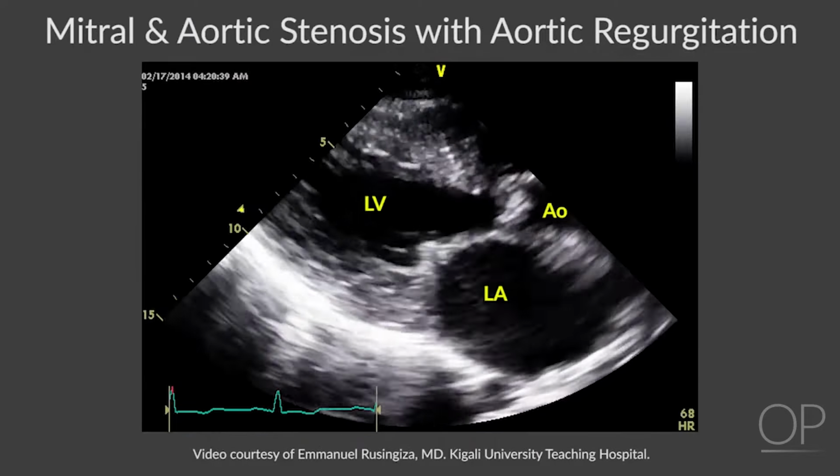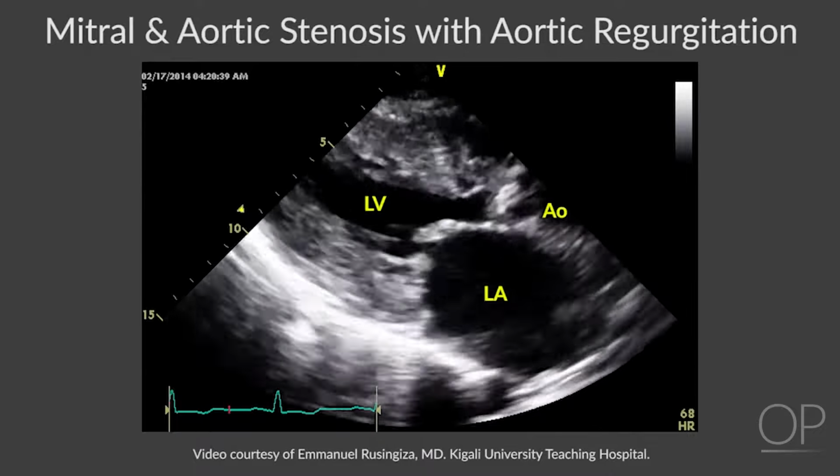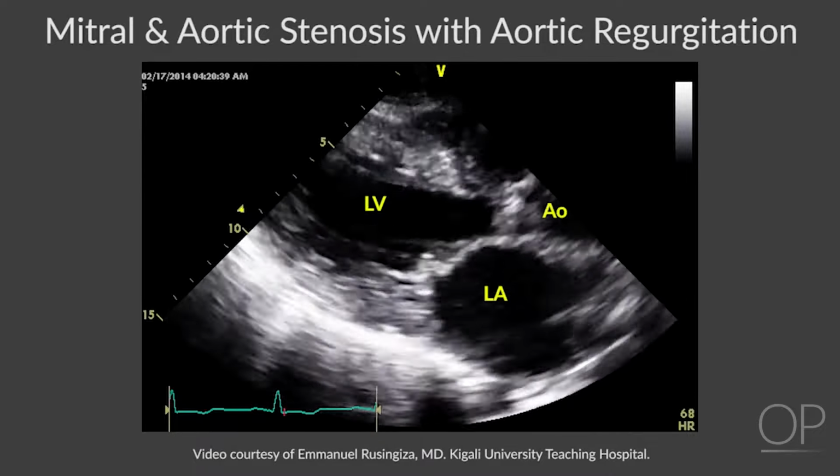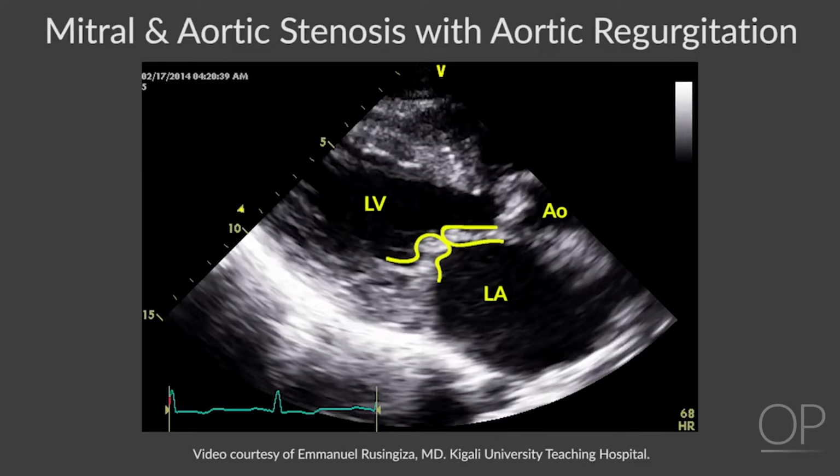This slide shows the long axis view of the heart, which shows the thickness of the mitral valve leaflets and the aortic leaflets. This patient presents severe mitral stenosis, aortic regurgitation, and aortic stenosis.